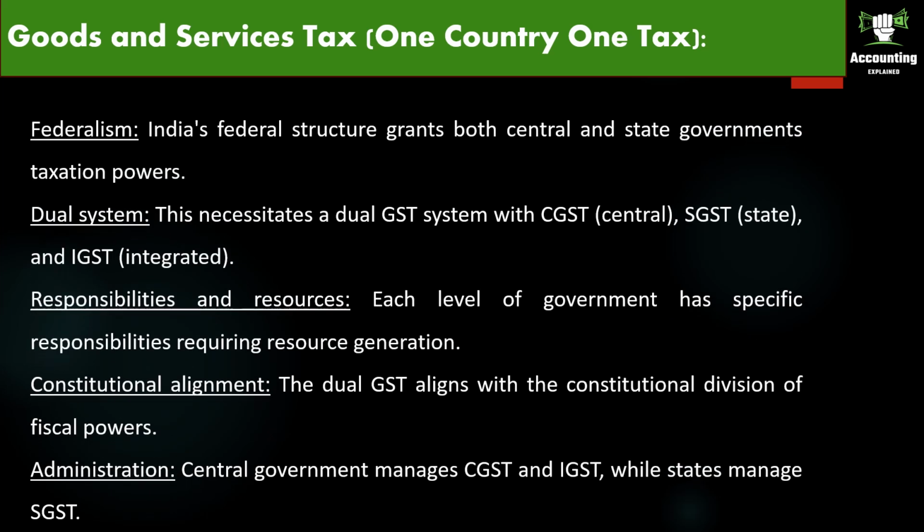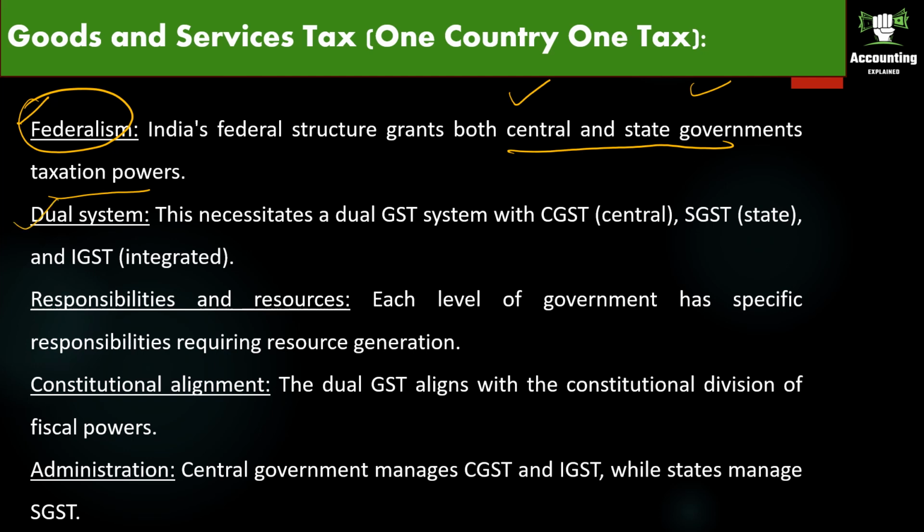Now let us see how GST works in India. First is federalism. What is federalism? Federalism is a system of government where two levels of government share power over the same territory. What are the two levels of government in India? They are the central and the state government. India's federal structure grants both central and state governments taxation powers. So in India, both the central government and the state government can have taxation power.